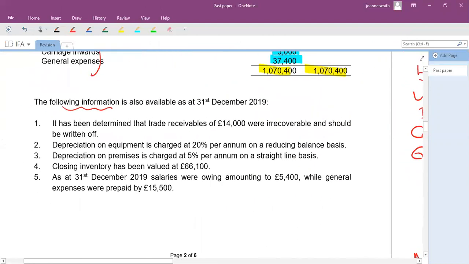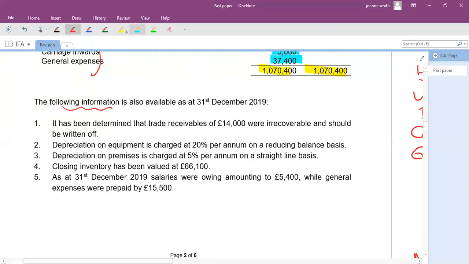So this is where you haven't accounted for these. Now, you don't have to deal with them in order. If you see one that looks a bit quicker to do, then do that one first. It's entirely up to you. I'm going to go through them in order now, but you don't have to do that. So you've got to decide how to deal with each of these.